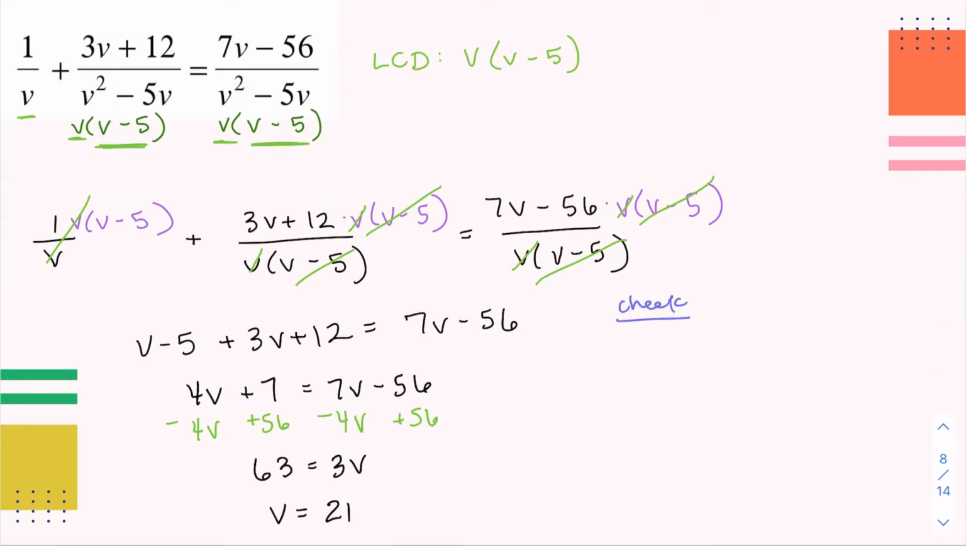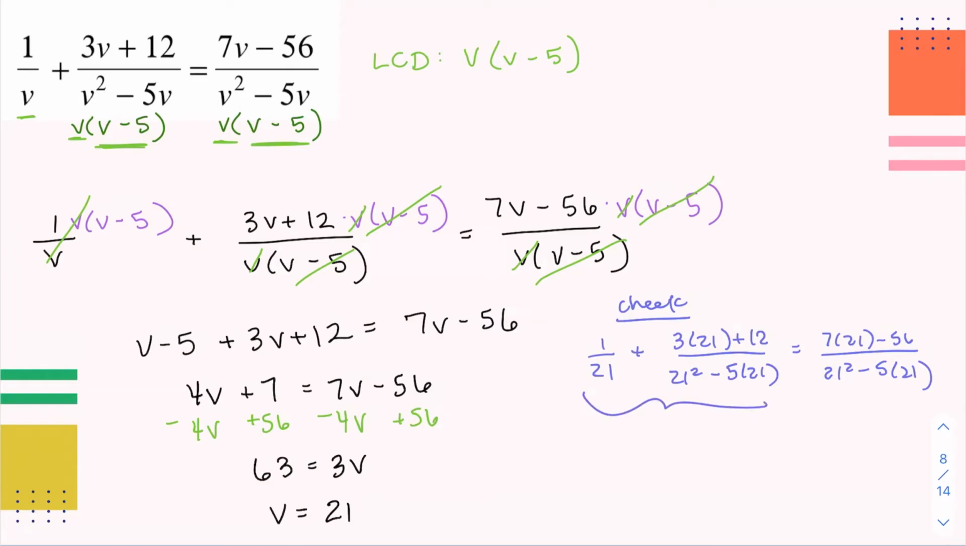Again, this just means you're plugging in, so we'll have 1 over 21 plus 3 times 21 plus 12 over 21 squared minus 5 times 21. Remember, it always goes into the original. Not this. It'd be easier to check in this, but that's the whole point, that we're checking it in the original. Equals 7 times 21 minus 56 all over 21 squared minus 5 times 21. And again, I'm just going to put this in my calculator carefully and see if I get the same thing on both sides.